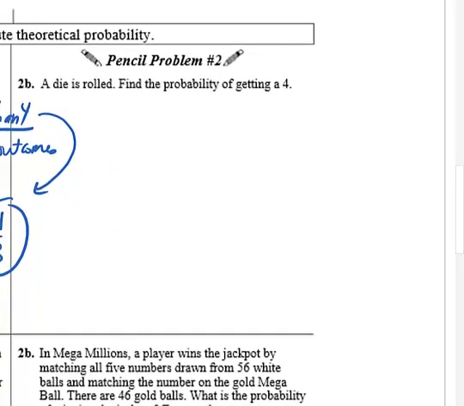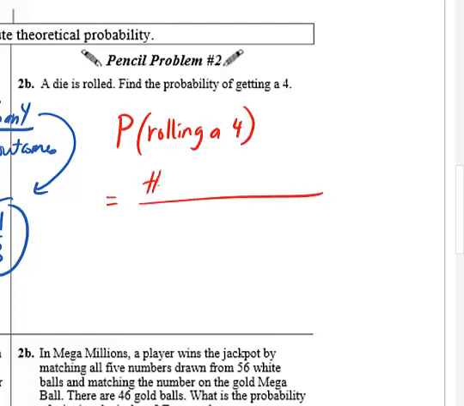Now let's try this next one. A die is rolled. Find the probability of getting a 4. So instead of saying a number greater than 4, what if I want a 4 exactly? I have rolling a 4. Okay, that would be the number of ways to roll a 4 over the total number of outcomes.